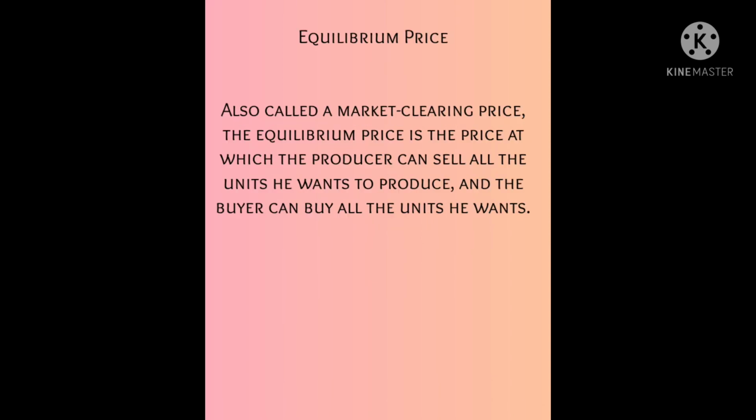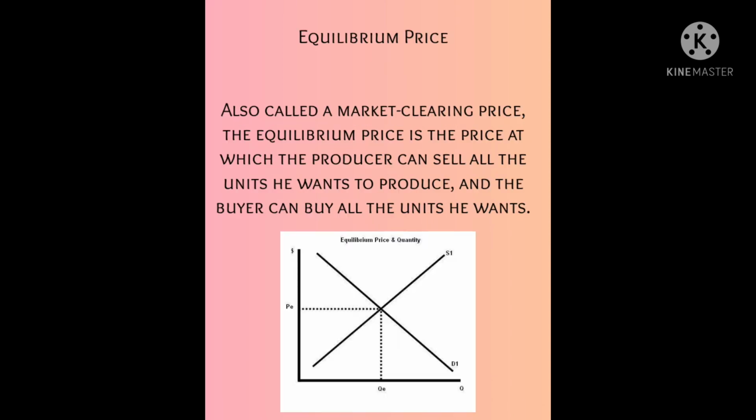Equilibrium price, also called a market clearing price. The equilibrium price is the price at which the producer can sell all the units he wants to produce and the buyers can buy all the units they want. With an upward sloping supply curve and a downward sloping demand curve, it is easy to visualize that the two will intersect at some point.